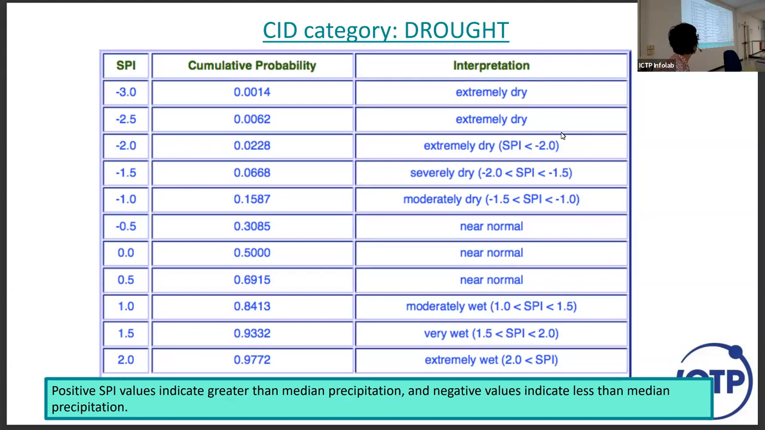In this way, we have an index with values from minus 3 to plus 3, and each of these values corresponds to a probability. In particular, positive SPI values indicate precipitation that is greater than the median. Values between zero and plus 3 will represent categories from near normal to extremely wet, whereas a negative SPI will represent conditions that are less than the median precipitation, so conditions from near normal to extremely dry.